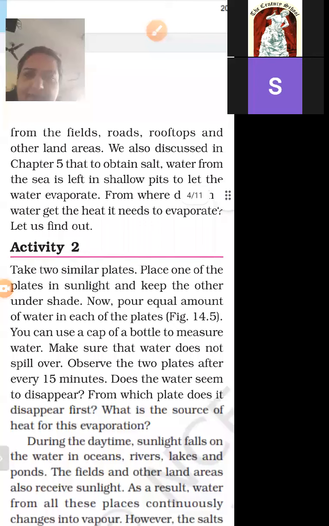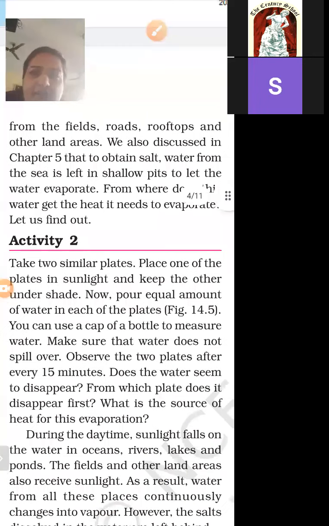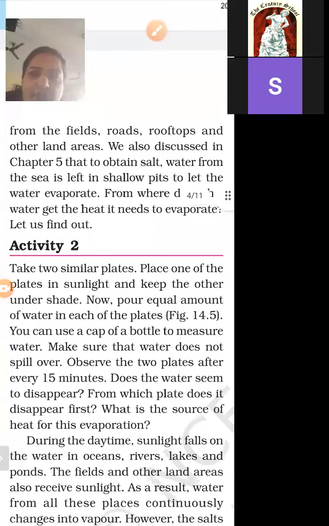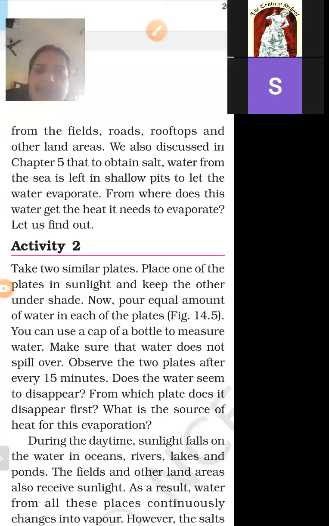We also discussed in chapter number 5 that to obtain salt, water from the sea is left in shallow pits to let the water evaporate. When we take salty water and heat it, or जब हम salty water को धूप में रखते हैं, then the water evaporates and the salt is left.